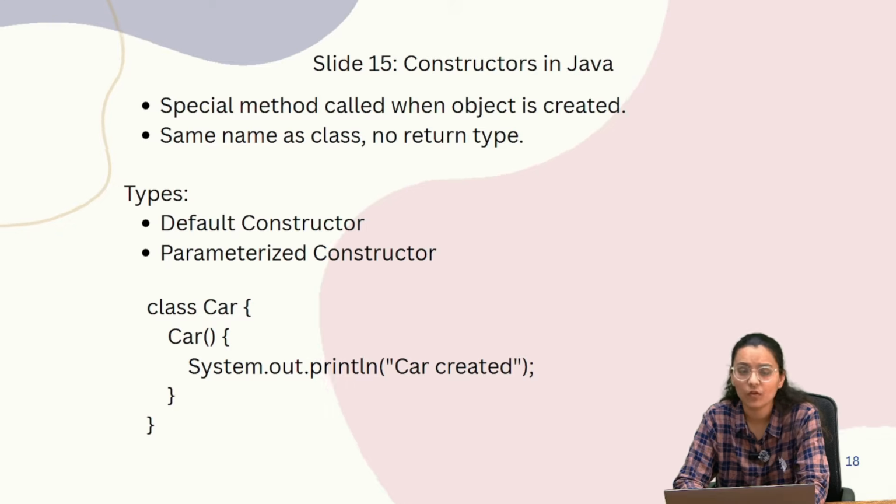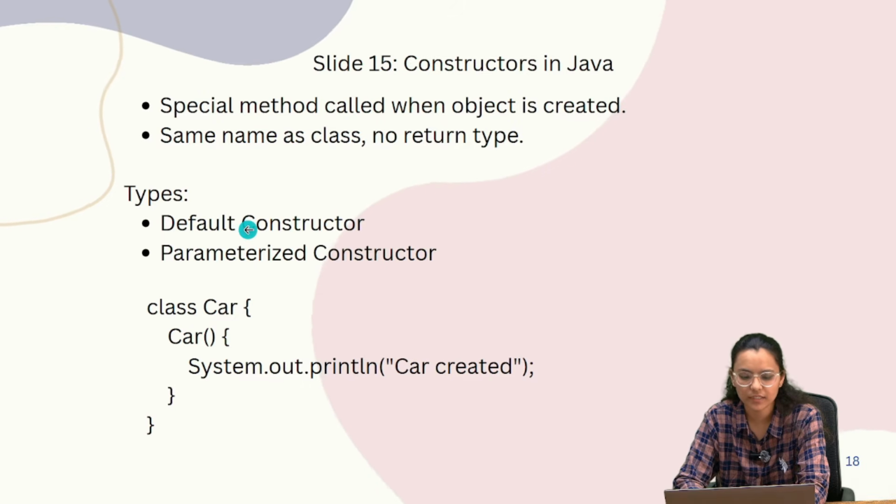So let's see, why do we use the constructor? It is used to initialize the objects when they are created. For example, when you create a car object, you might want to display a message or set default values. So here are the types of constructor, default constructor and parameterized constructor.